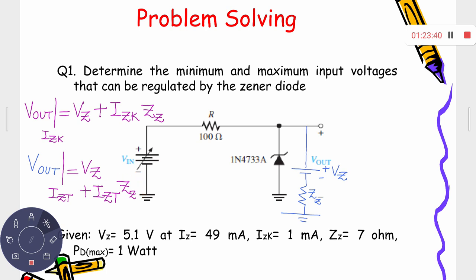Now, what is given to you? IZK is given as 1 milliampere. Some test current, 49 milliampere, is given to you, and at this test current the corresponding voltage is also given, that is 5.1 volt. ZZ is given, right? So from there, can you calculate VZ? Calculate it and tell me what the V out is when the current is IZK.